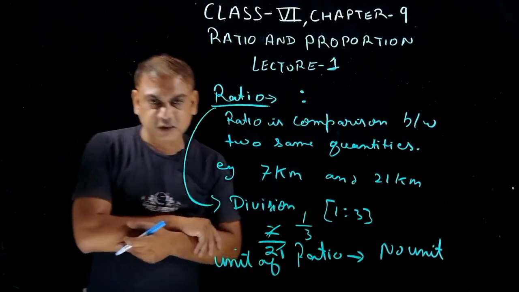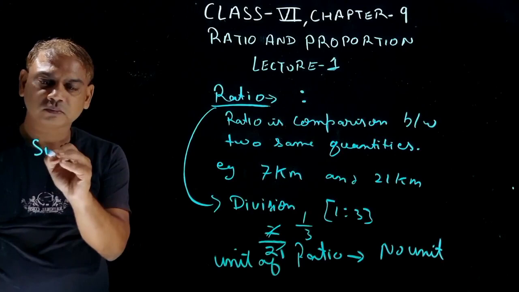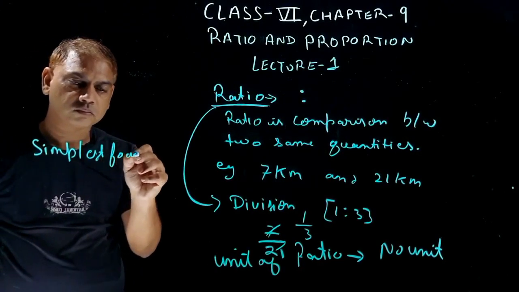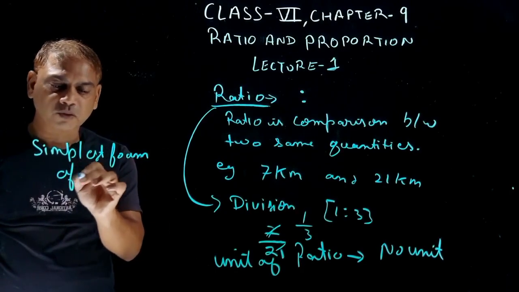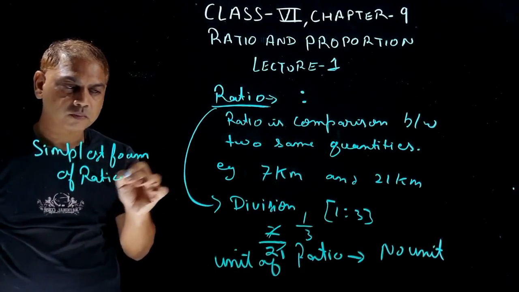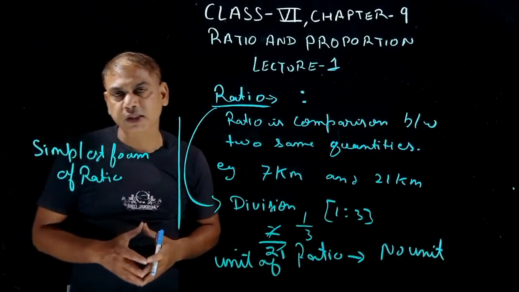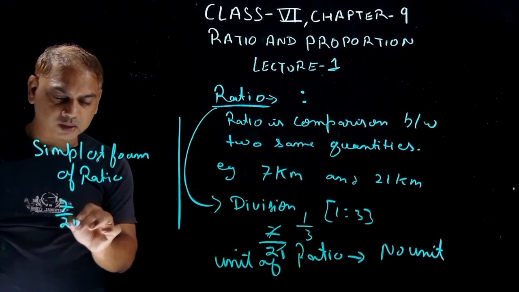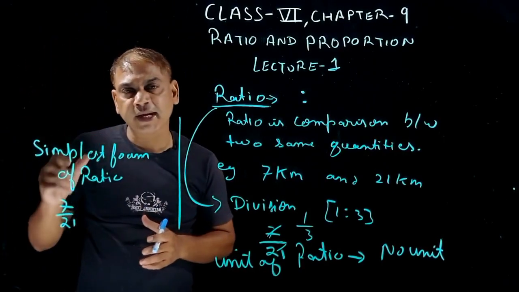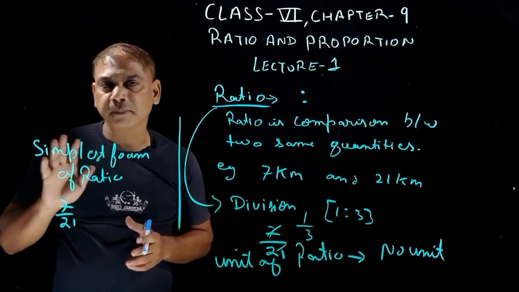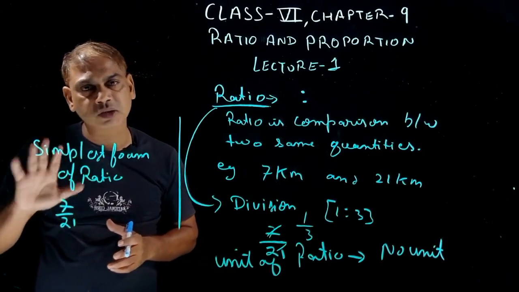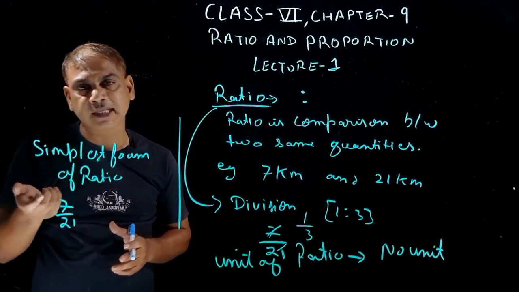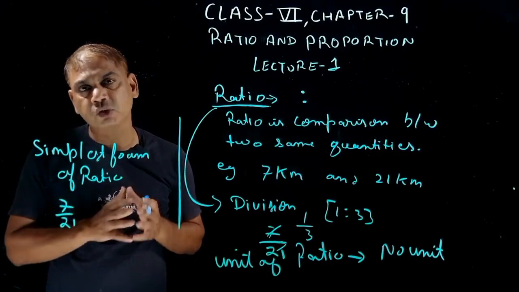Now, simplest form of the ratio. Simplest form of ratio क्या होता है, students? For example, I have written 7 upon 21. So students, you can divide numerator and denominator by the same number. The ratio does not change. Okay? Likewise, you can also multiply numerator and denominator by the same number. The ratio does not change.